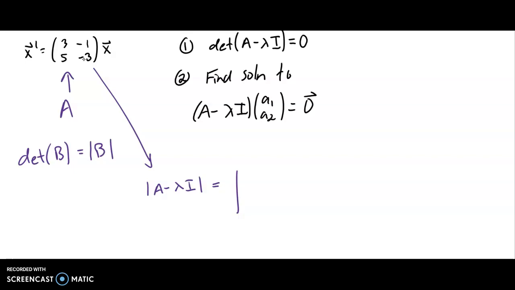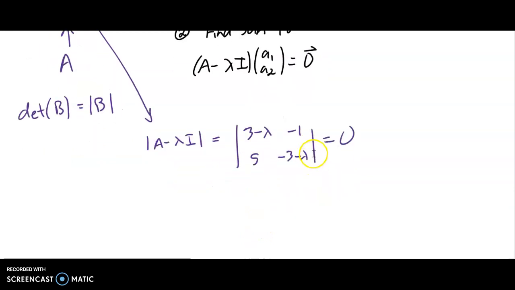So let me do A minus lambda I. I'm going to subtract lambda along the diagonals. So I get, oops, that's a +3. 3 minus lambda, -1, and then 5, and then -3 minus lambda. Remember, this is equal to 0. That is another way of saying this equation right here with this A matrix. So let's go ahead and solve this thing.